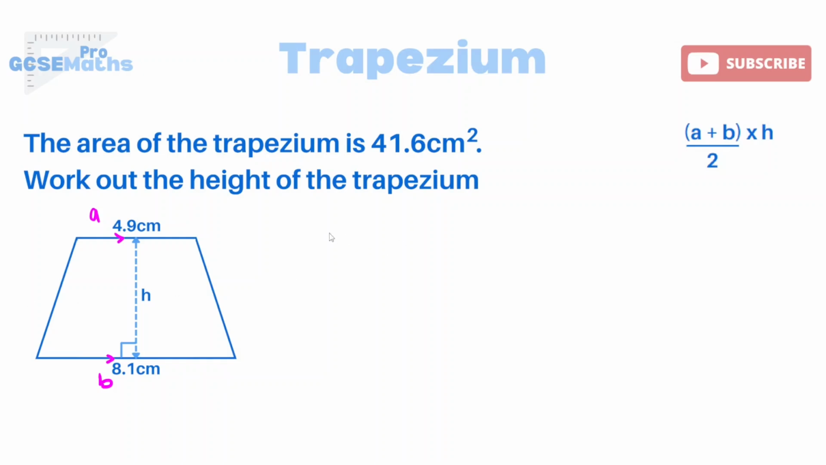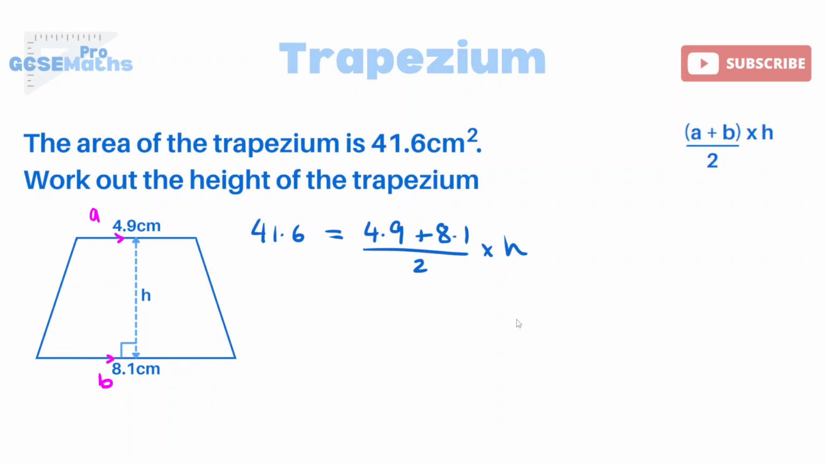So I'm going to fill out that formula. I've got A, which is 4.9, plus B, which is 8.1, over 2, times by the height, which we don't know, so I'm going to leave it as H. And then on the other side, where this would normally be the area, well, I actually do know the area. So in this case, I'm going to put 41.6 in that place. And that's where I get an equation from. So the only thing that's unknown in this equation is the H, the height.